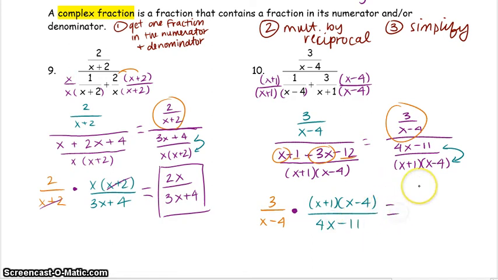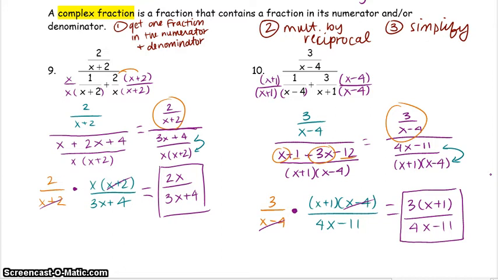And then again, we need to simplify this, our third step. So we have an x minus 4 in the bottom and the top, and then we can just multiply across. So then that gives us a 3 times x plus 1 all over a 4x minus 11. And this is our final answer because we can't simplify that anymore.